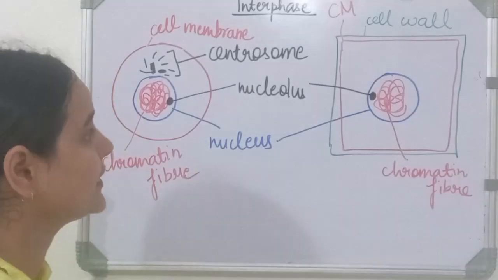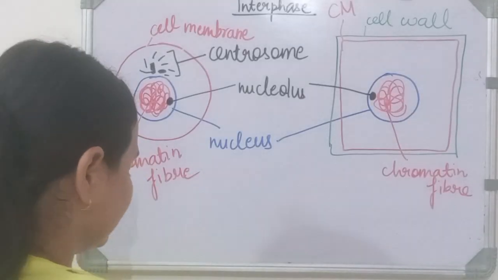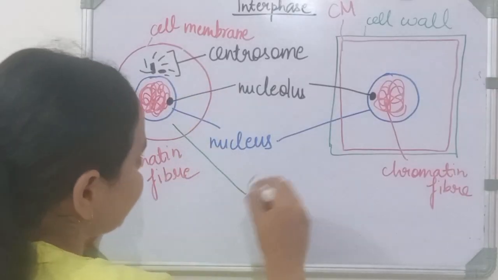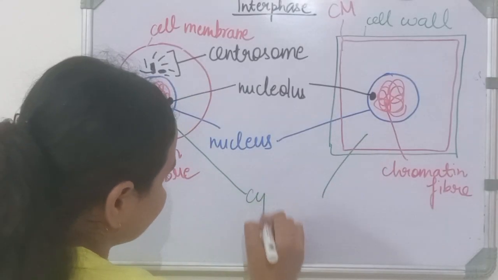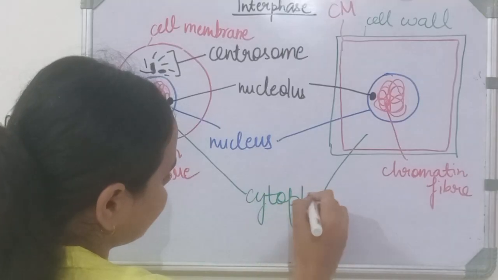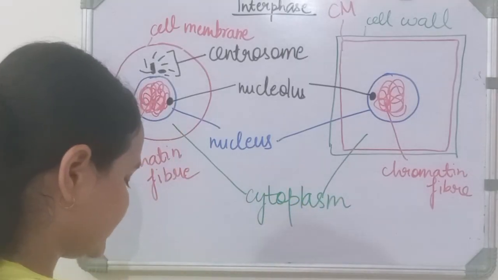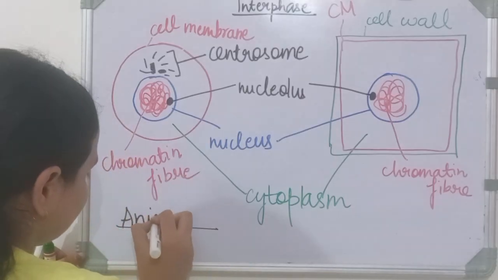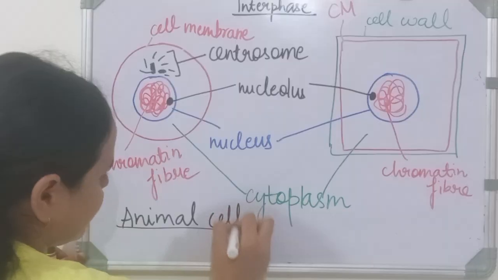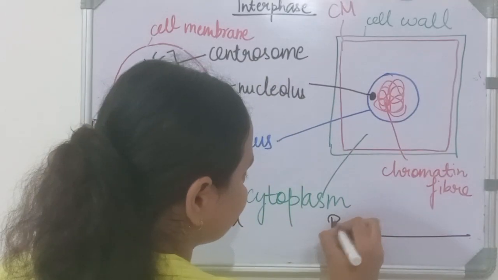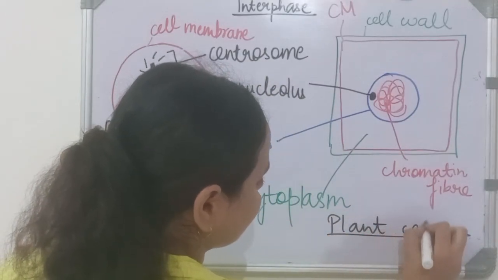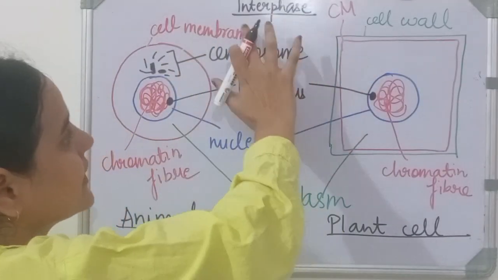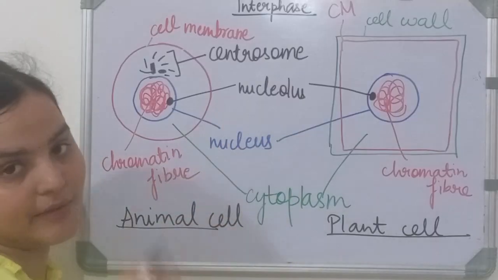Okay, now both have this cytoplasm. This empty space is known as cytoplasm. So this is our animal cell. And this is our plant cell. This is how a cell in interphase stage looks under a microscope.